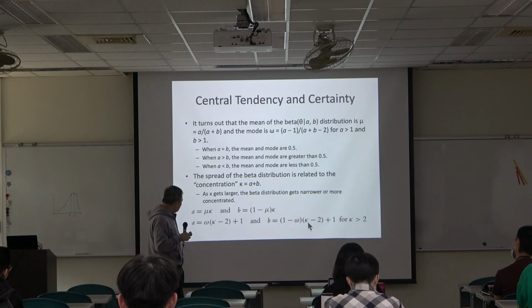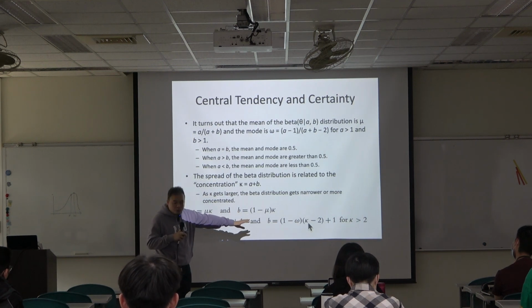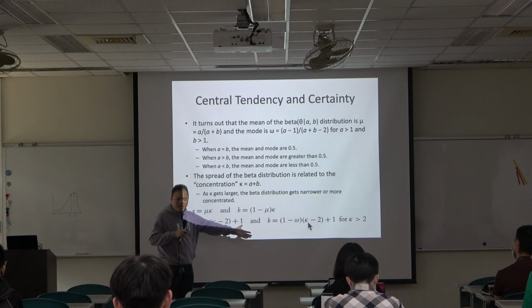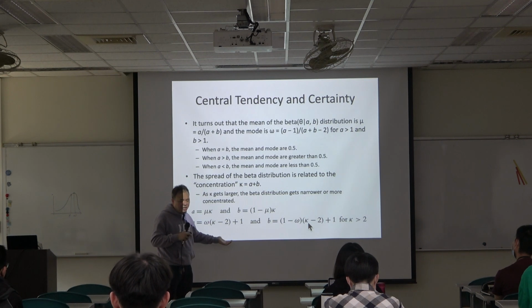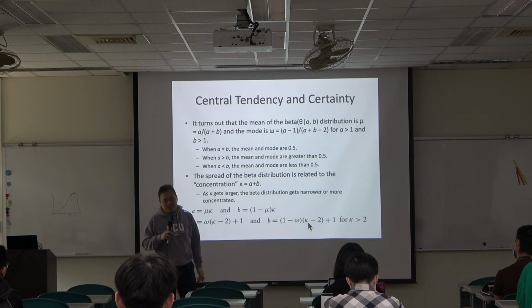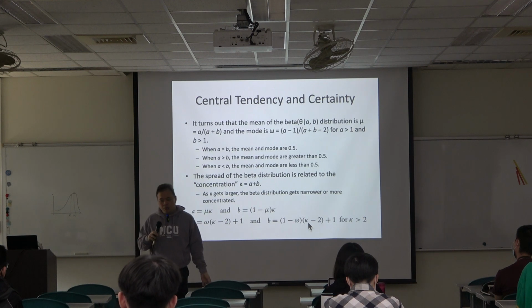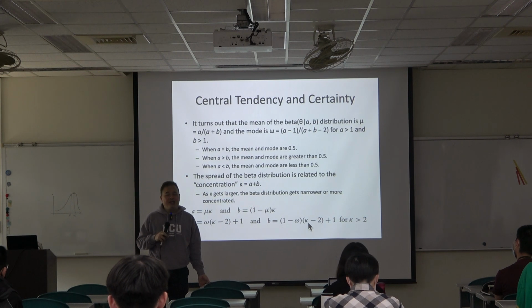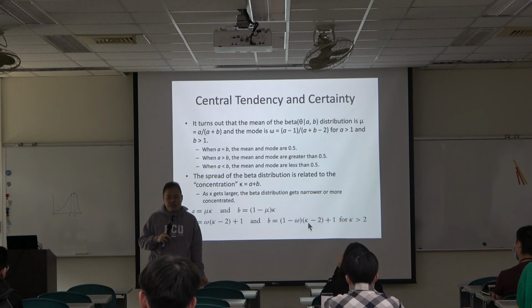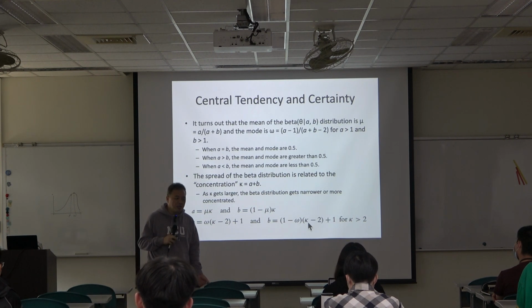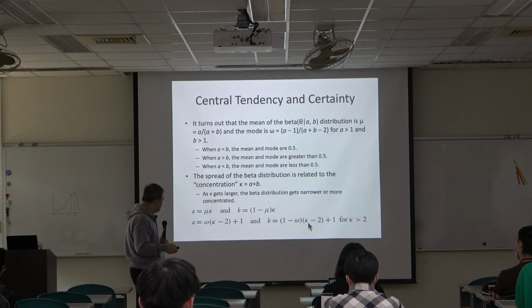So this works well for kappa greater than 2. You may say, oh, so kappa has to be greater than 2 for this formula to work. But kappa is almost always greater than 2 anyway, because kappa represents the concentration, which is A plus B, remember? And we normally use a value of A greater than 1 anyway for your beta distribution.